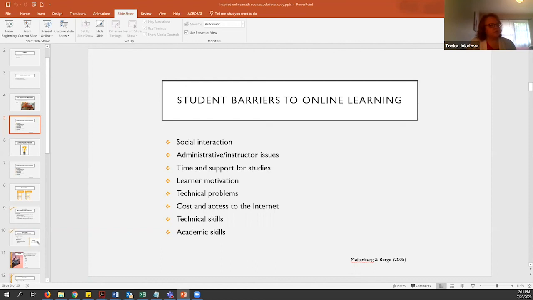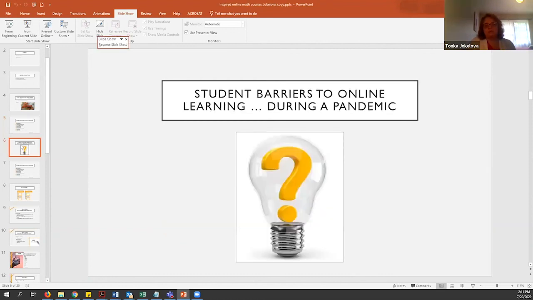And then you'll see technical problems and then internet and all the other things that come into play when you're studying online. So now I'm wondering, I will stop sharing for a minute and go to chat. I'm wondering where you think those barriers will be when it comes to fall. Do they remain the same? Do you think they will move around? Do you think there will be new barriers that come into play? Where do you think we will be in the fall?